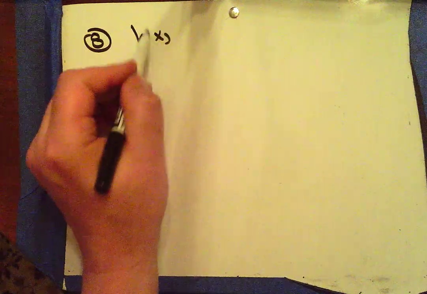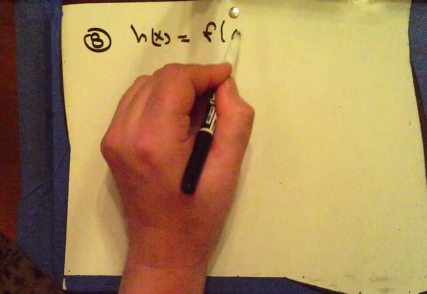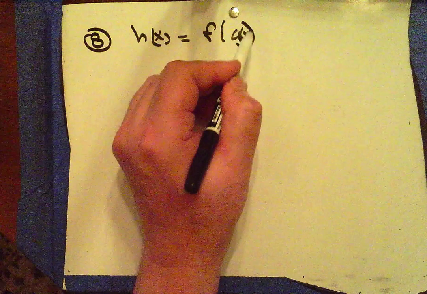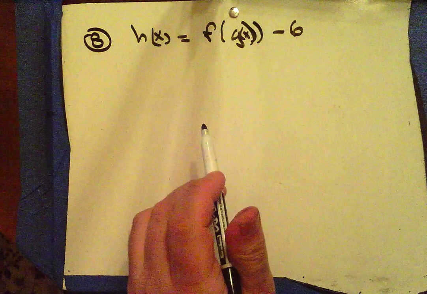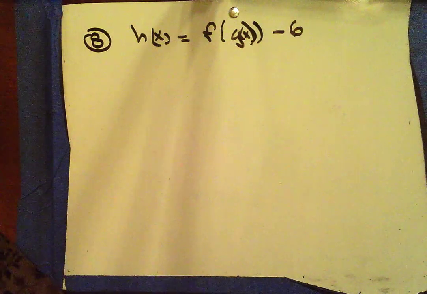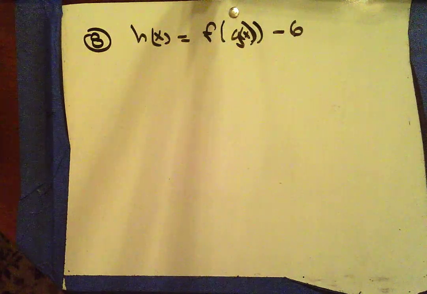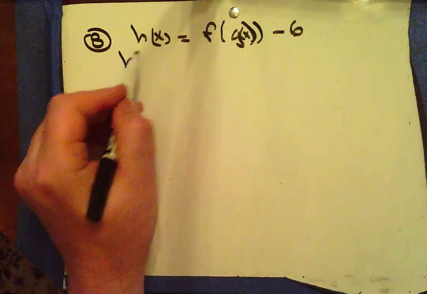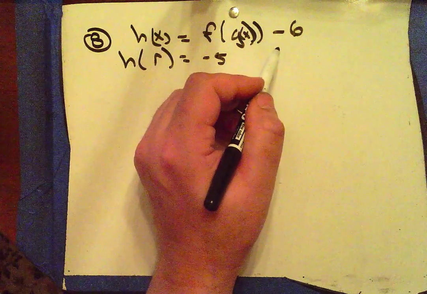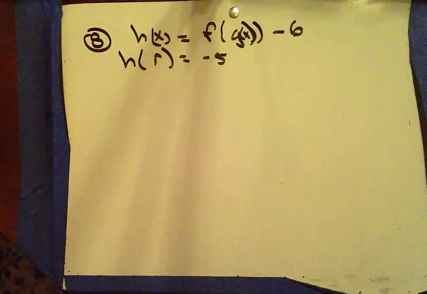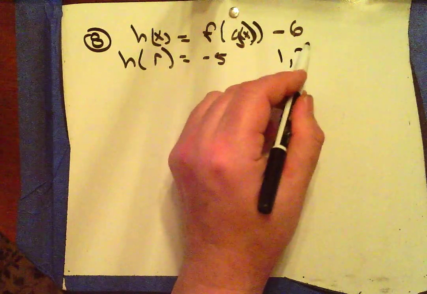This one is again with calculator. This one says, explain why there must be a value. Ooh, and we've got h of x defined in this interesting way. f of g of x minus 6. I'm sure many students will forget that minus 6, but let's go along and see what it says. Explain why there must be a value r such that h of r equals negative 5, on 1 to 3.